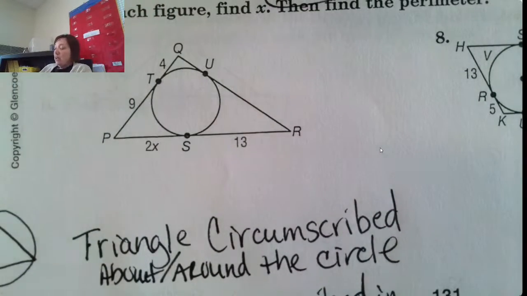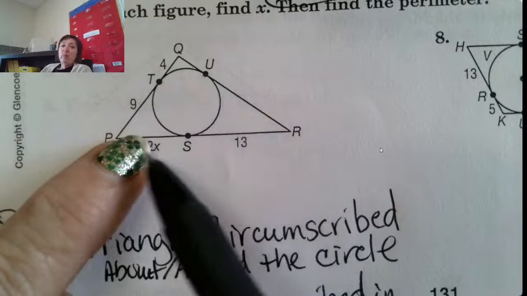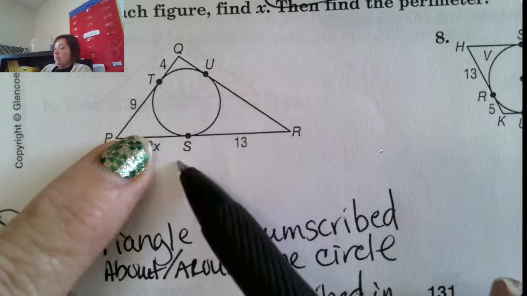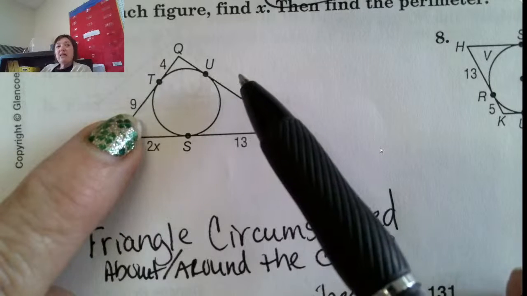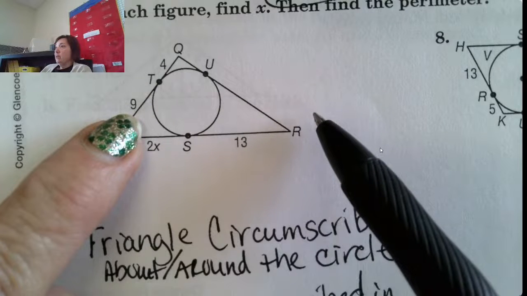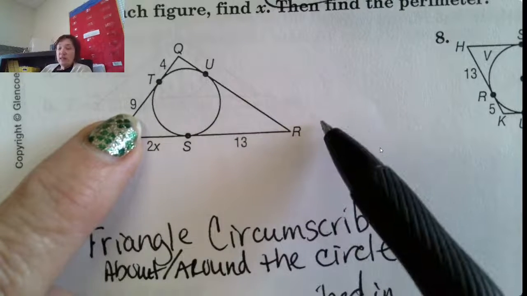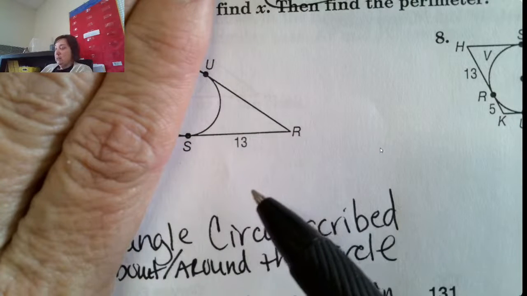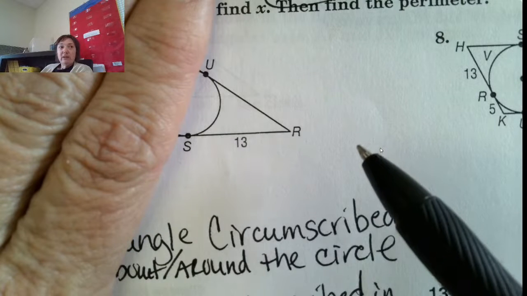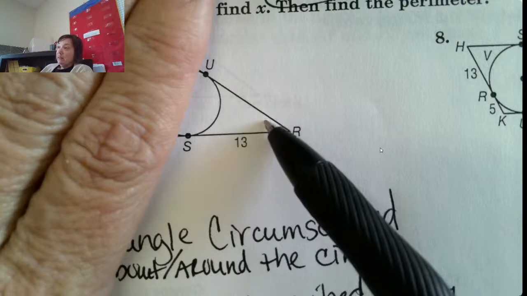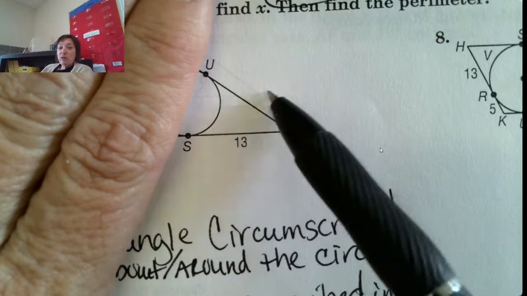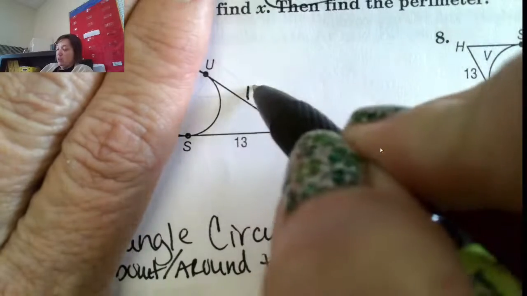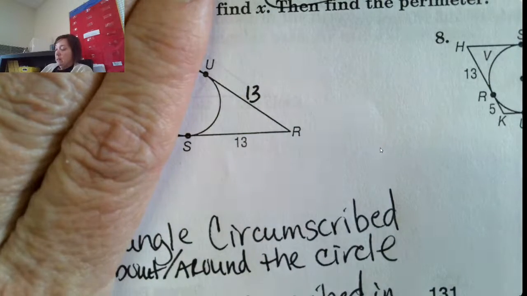Okay, now, what does this mean to you? Well, anytime that you have a circle inside of a polygon and it touches all the sides of the polygon, then what that creates is tangents to each vertex. So if you just look at this right here, RS is a tangent. UR is a tangent. Now they go to the same point, R. So what does that tell you about these two tangents? They're congruent. So if RS is 13, so is UR. Right? Same thing up here.